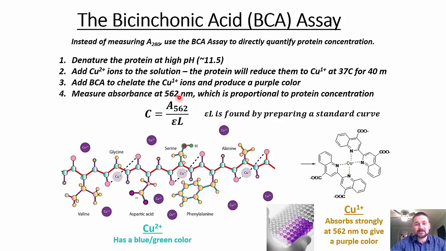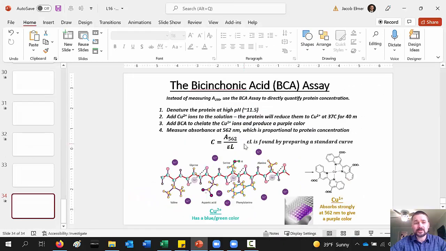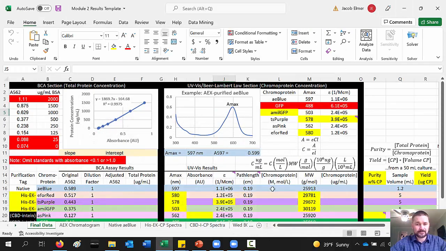Is that absorbance there at 562? And the idea is that the more protein you have, the more copper +1 ions you generate, and then bind to the BCA to give you that purple color. More purple color equals more protein. Okay? So that's the raw data that you collected. But that's only the first step here.